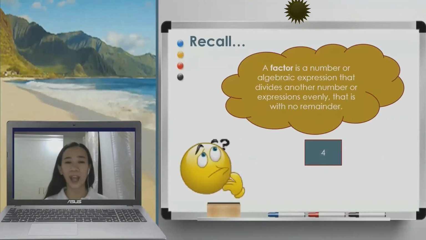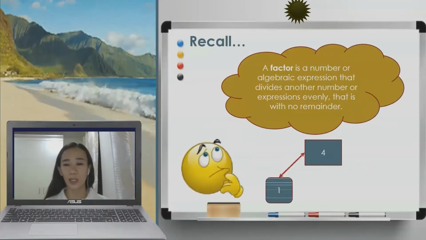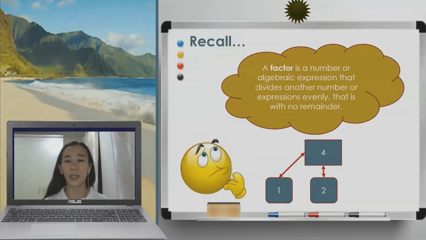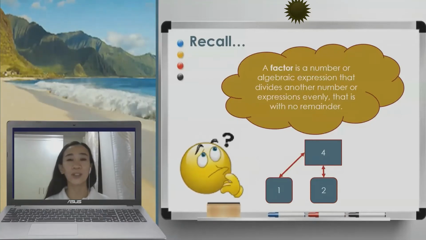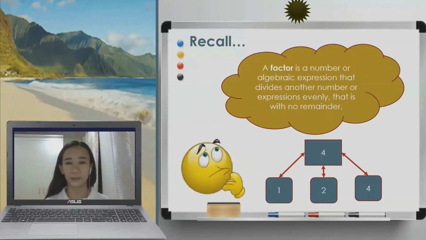So, for example, we have the number 4. What are the factors of 4? We can divide 4 by 1. Also, we can divide 4 by 2. 4 divided by 2 is 2. There is no remainder. What else? We can also divide 4 by 4. 4 divided by 4 is 1.